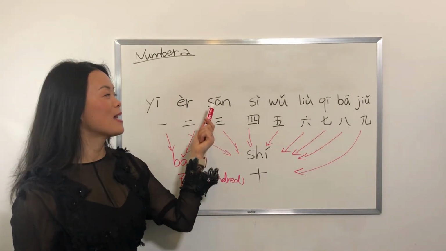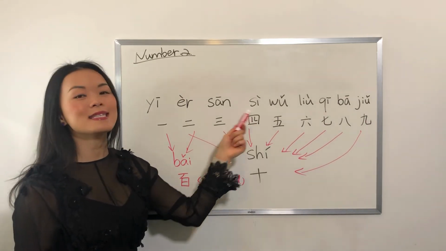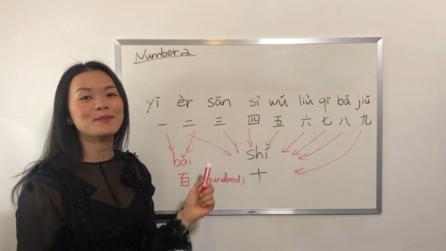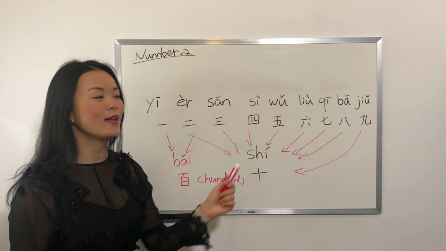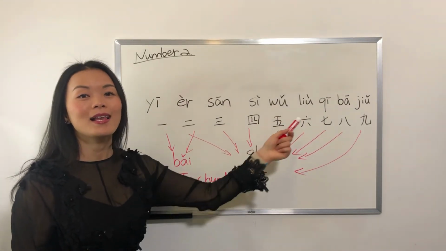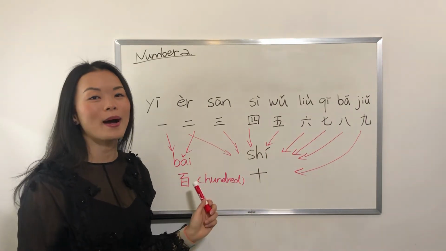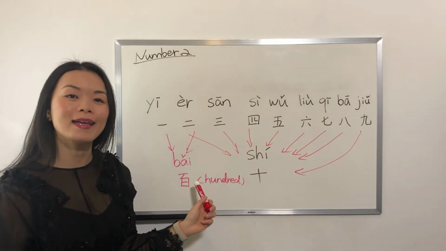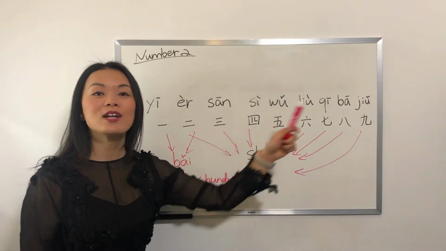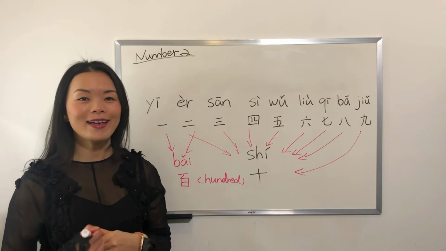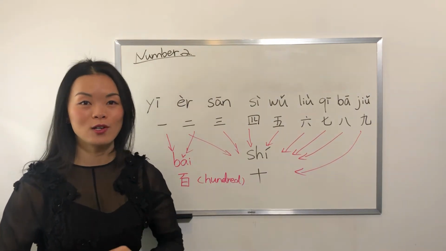300, right? 300, 300. 400, 400. 500, 500. 600, 600. 700, 700. 800, 800. 900, 900. Okay, so you just learned from 100 to 900.